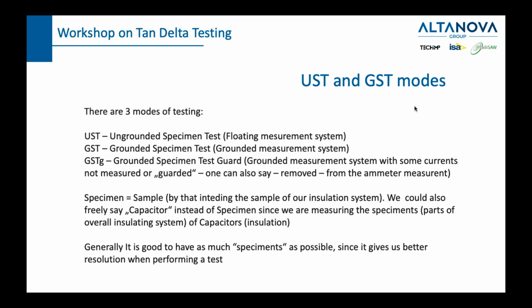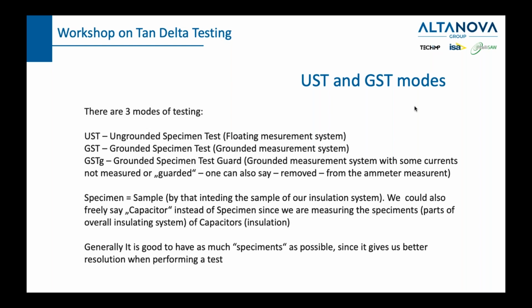So let us explain step by step what we mean by specimen. Specimen means a part of insulation. We could also say capacitor, because you saw that we don't have one measurement for tan delta. We have CH, CHL, CL. We have minimum 3 measurements. So there are at least 3 parameters describing this particular transformer. So instead of specimen, we can also say capacitance.